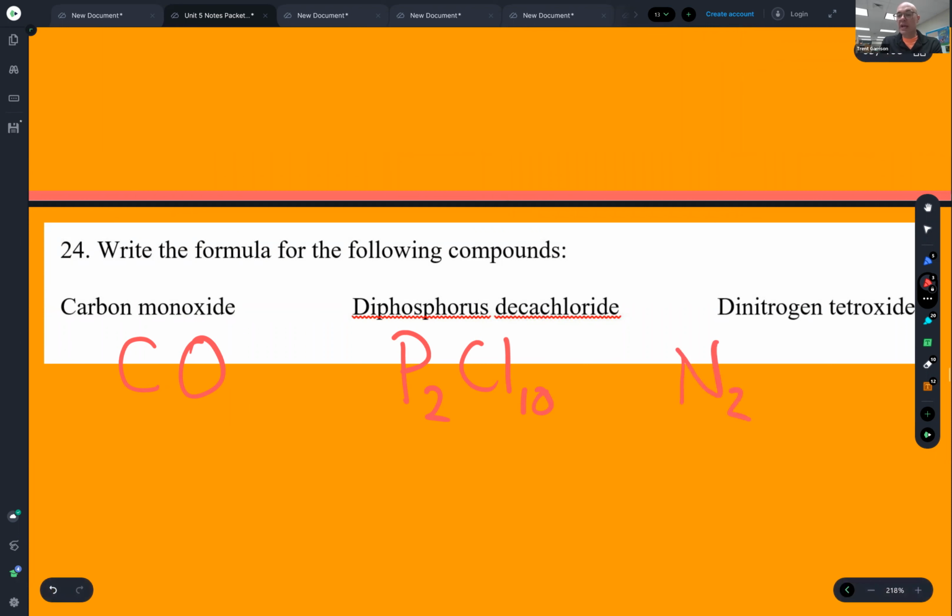Dinitrogen is 2, and tetroxide, there's where we have that cutoff of the vowel, it should be tetraoxide, but because oxygen is a vowel itself, they do not combine the two vowels together. So it's tetroxide. So that's N2O4.